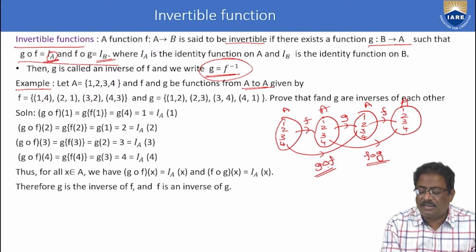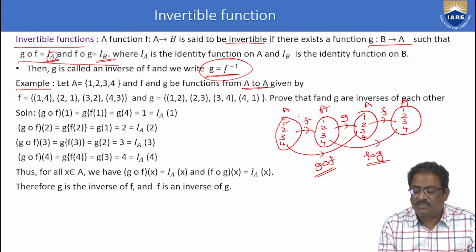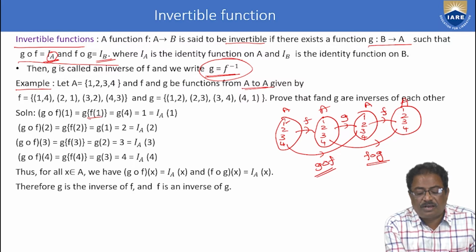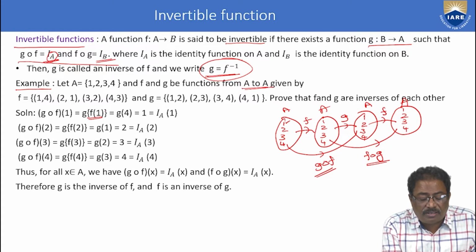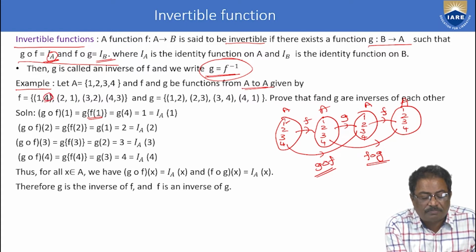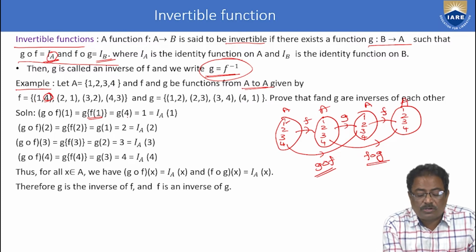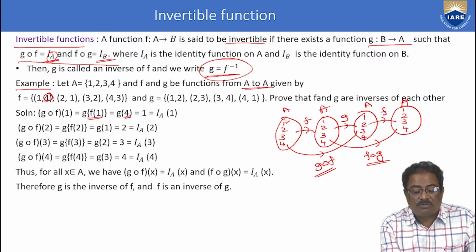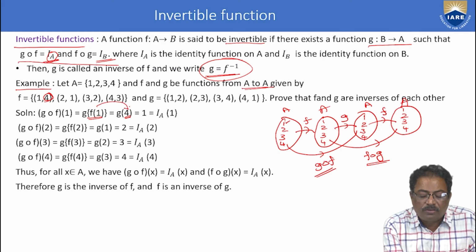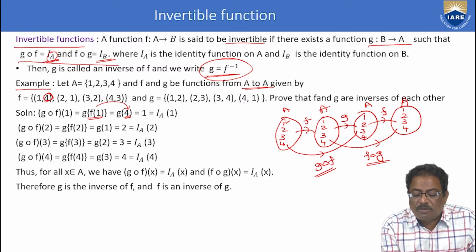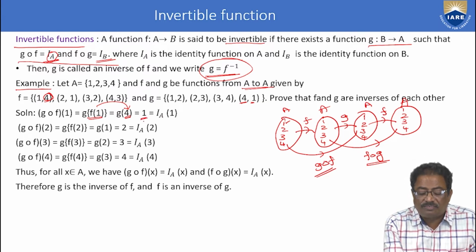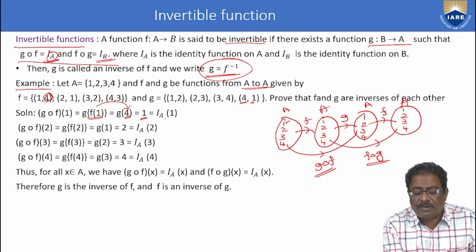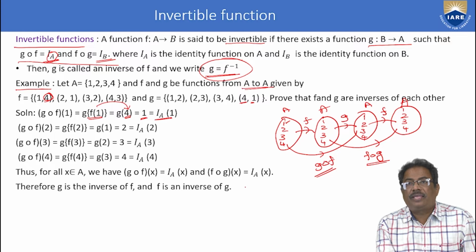So for that, let us consider g of f of 1. First one is g of f of 1. What is given? F of 1 is equal to 4. It is given. So one's image is 4, and I am going to take it as g of 4. This is because f of 1 is 4. Now what is g of 4? The image of 4 is 1. So this is nothing but g of f of 1 is 1, which is nothing but the identity I_A of 1.